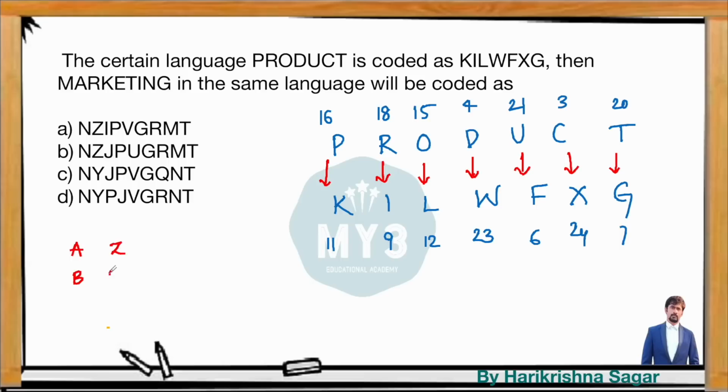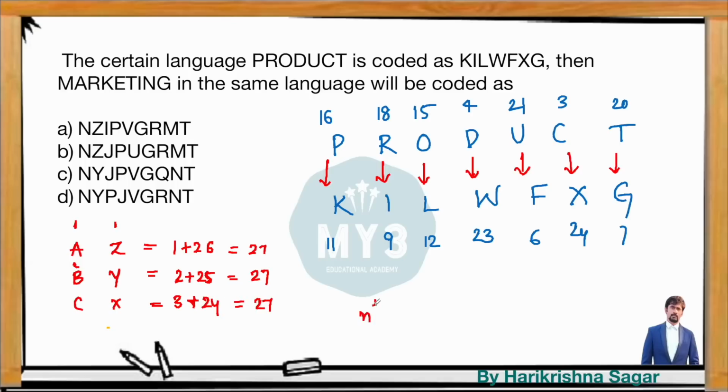So A, Z, B, Y, C, X. A is the first alphabet from the start, Z is the first alphabet from the last, and if you take the sum of these positions it is 27. Similarly, B is the second alphabet from the start, Y is the second alphabet from the last. B is 2, Y is 25, and the sum is equal to 27. And C is 3, X is 24, and the sum of these two is equal to 27. That means the point to conclude here is that the nth alphabet from the start plus the nth alphabet from the last always sums to 27. This is the exact pattern you are able to see here.